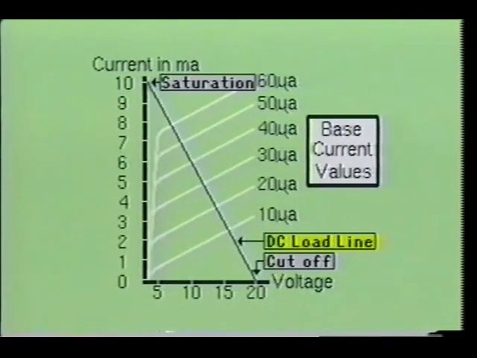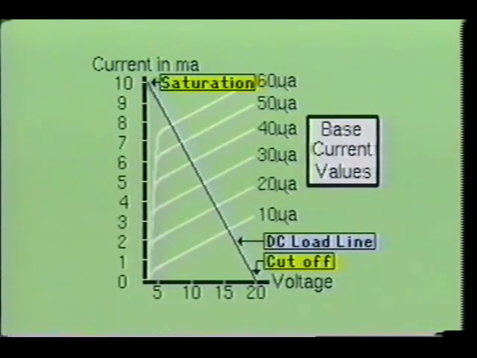By knowing the maximum collector current and the maximum collector emitter voltage drop, a DC load line can be drawn. The maximum collector current is developed when the transistor is at its saturation point, and the maximum collector emitter voltage drop occurs when the transistor is at its cutoff point. Typical amplifier operation will usually be somewhere along the DC load line between saturation and cutoff.